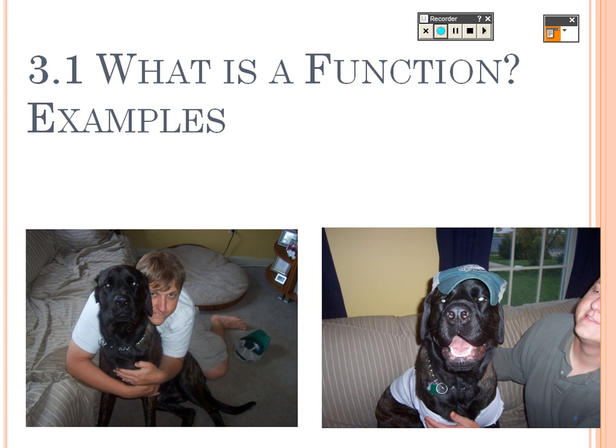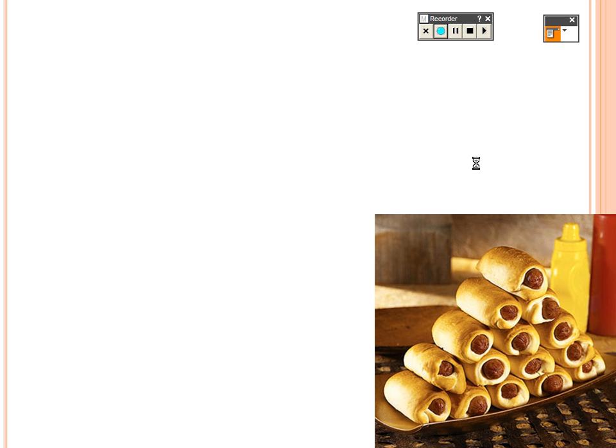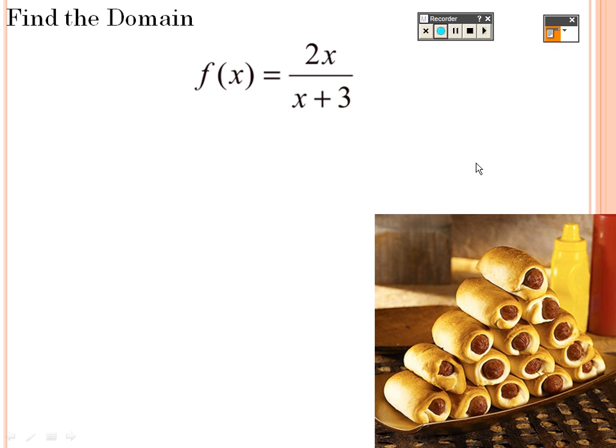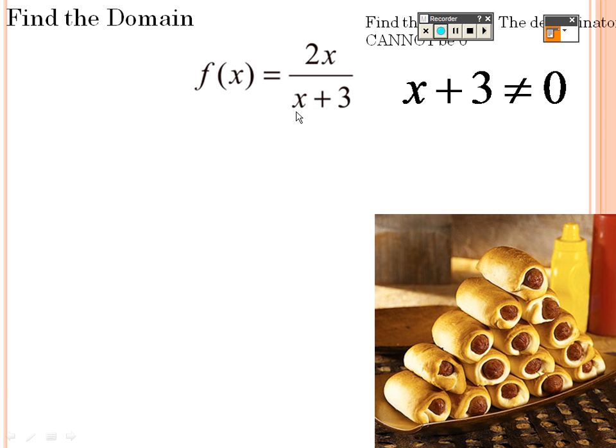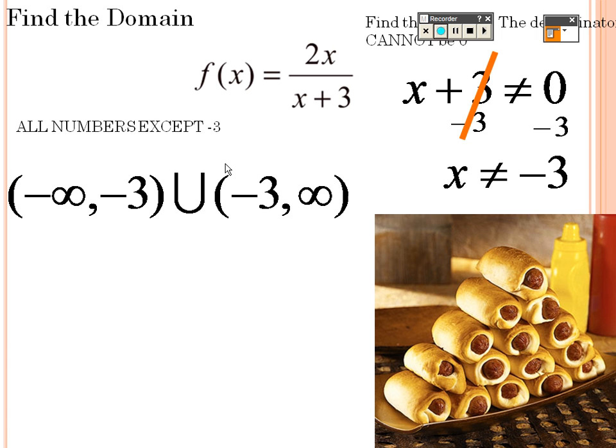Okay, so continuing on here with 3.1 on functions, let's take a look at just some examples. For this problem, we just want to find a domain. Very simply put, you cannot have 0 on the bottom, so we're looking for what makes that 0 on the bottom. So x plus 3 cannot equal 0. I solve by subtracting 3 on both sides, and I get x cannot equal negative 3. Cannot be negative 3, but it can be everything else.